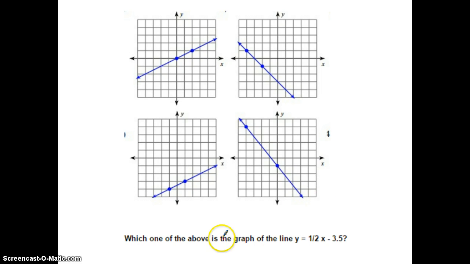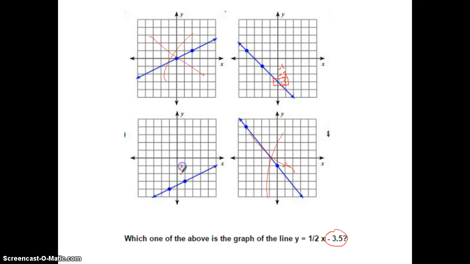Which one of these above is the graph of the line 1/2 x minus 3.5? Okay, so the intercept is negative 3.5. So I'm looking for the one that has an intercept of negative 3.5. So this one is automatically out. That's the intercept of 0. This one, the intercept is negative 1, so that's definitely not right. This one, the intercept is negative 2, negative 3. Okay, so that point right there is negative 3. So I'm going to keep that in the running for right now.